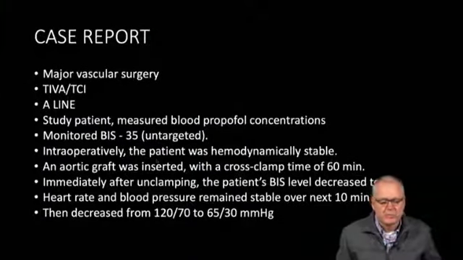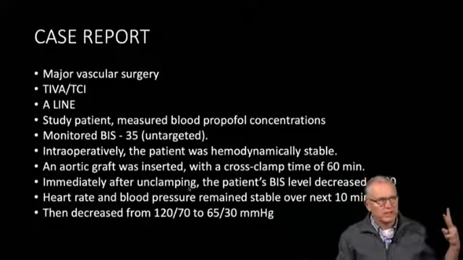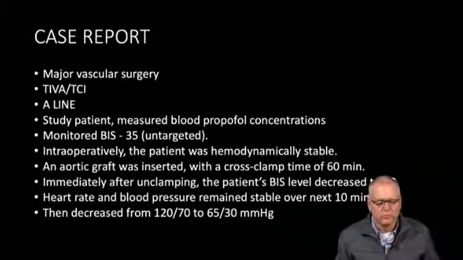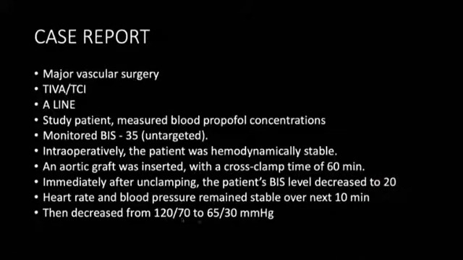During the case, the patient was hemodynamically stable. After they placed an aortic graft, they took a cross clamp off, and it was on for about 60 minutes. After unclamping, taking the clamp off, the BIS monitor dropped into the 20s. The heart rate and blood pressure remained stable for the next 10 minutes. Then, 10 minutes later, the blood pressure dropped from 120/70 to 65/30.